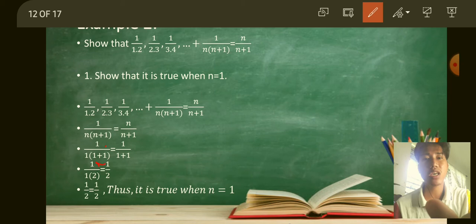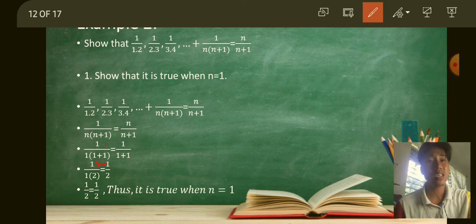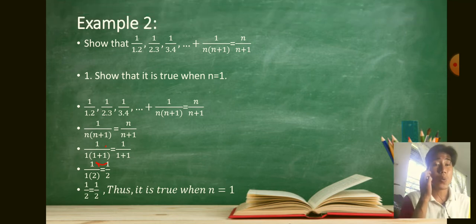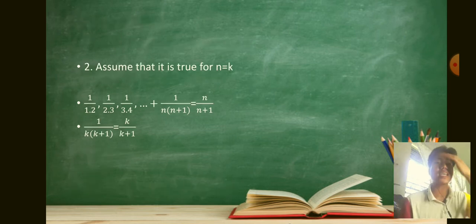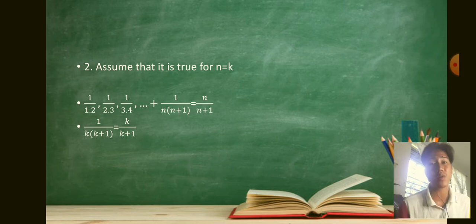So here, 1 over 1 times 1 plus 1 is equal to 1 over 1 plus 1. Here, 1 plus 1 is 2, so 1 over 2 times 1 is equal to 1 over 2, which is 1/2. So 1/2 is equal to 1/2. Thus, it is true when n equals 1. And then, assume that it is true for n equals k. It will become 1 over k times k plus 1 is equal to k over k plus 1.